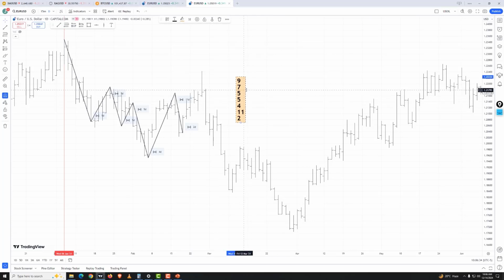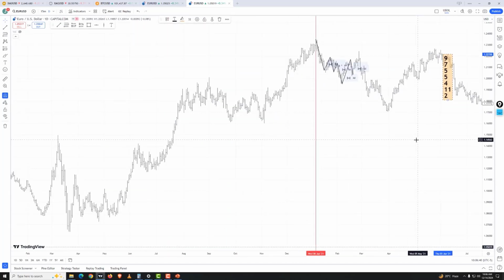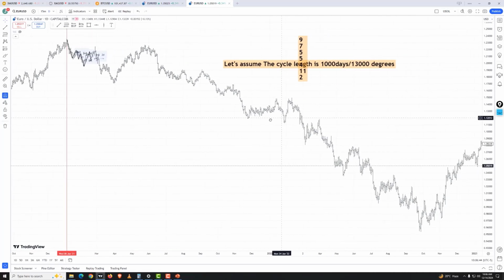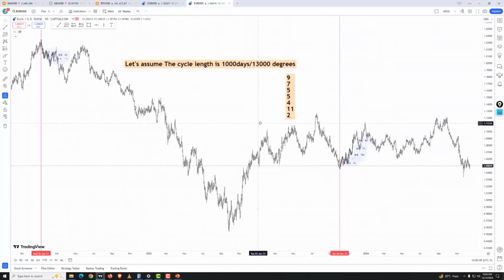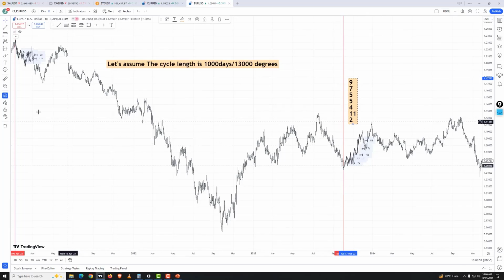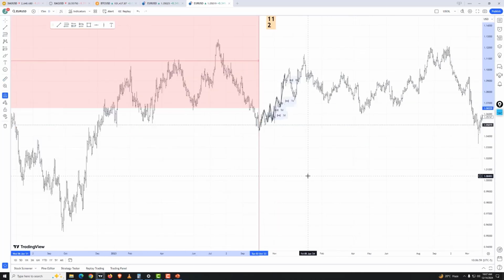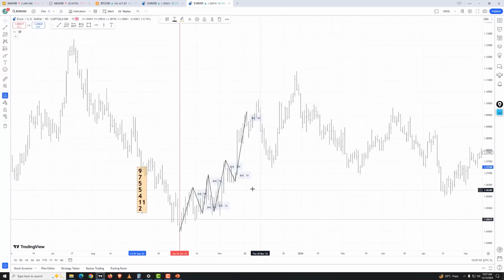Okay, we have a note here. Now let's move forward one cycle, and let's try to plot the turnings here and see if we have something. Okay, 1000 days, let's try to plot.